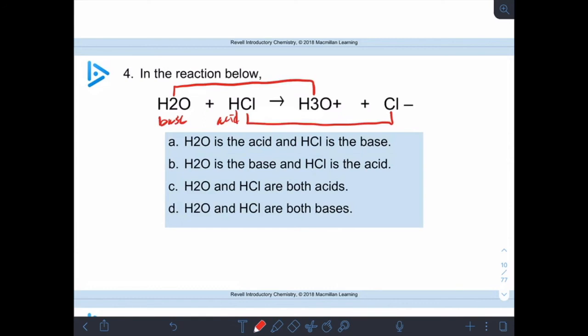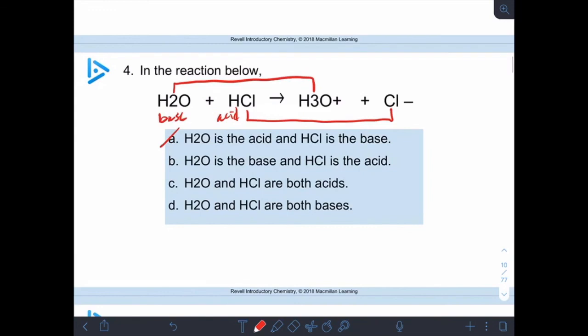So answer A is H2O is the acid. Nope. B, H2O is the base, and HCl is the acid. H2O and HCl are both acids. Nope. And they're both bases. Nope.